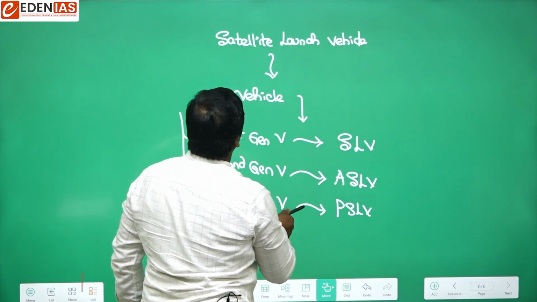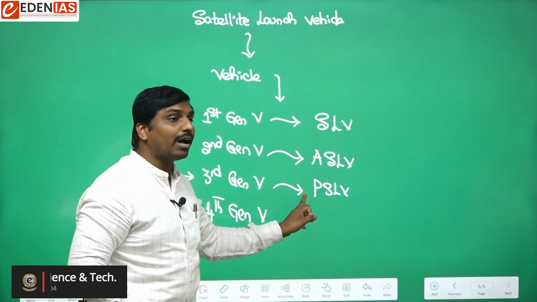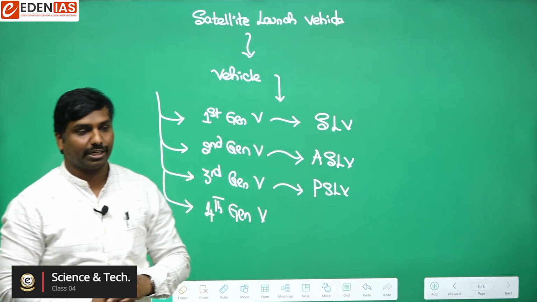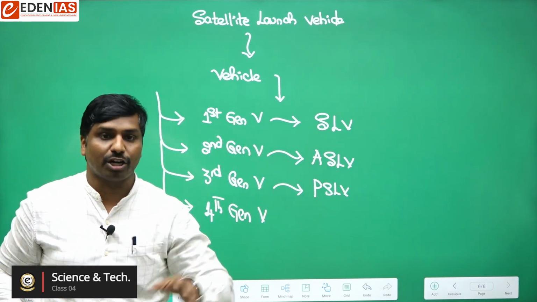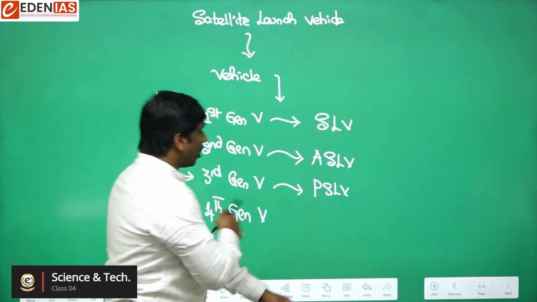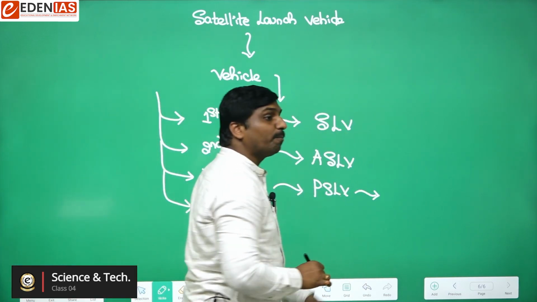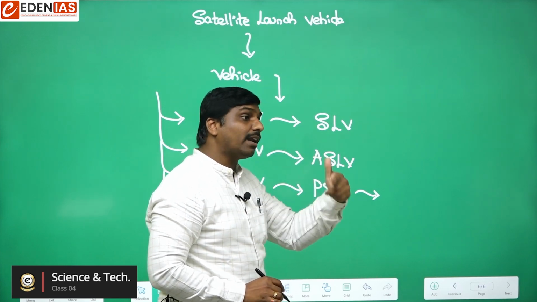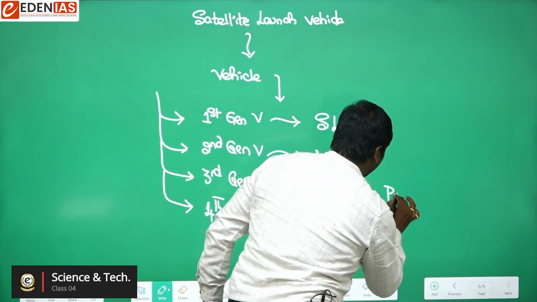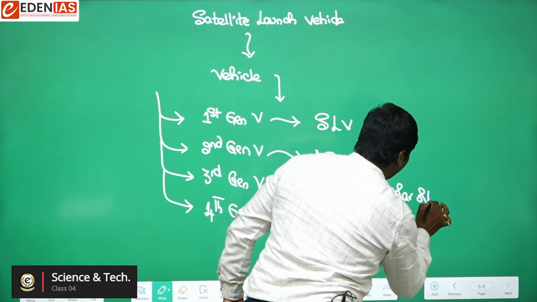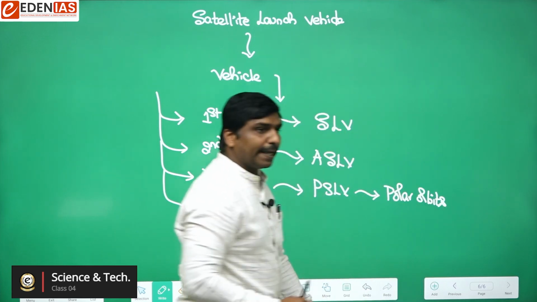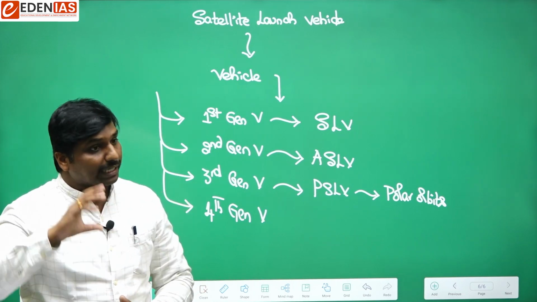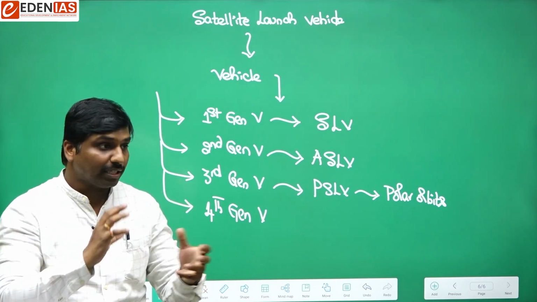PSLV refers to Polar Satellite Launch Vehicle. Look at the names. Names are very, very important. These launch vehicles are generally used to place satellites into polar orbits. Now you have to recollect the distance of the polar orbit and what kind of satellites would be placed in polar orbit. All these things you have to remember.